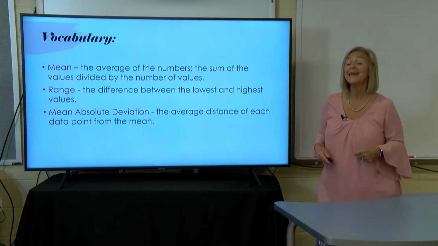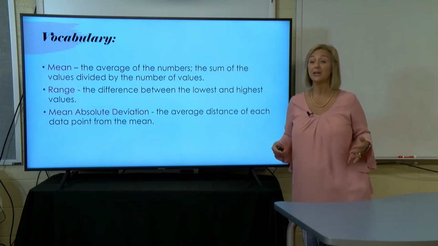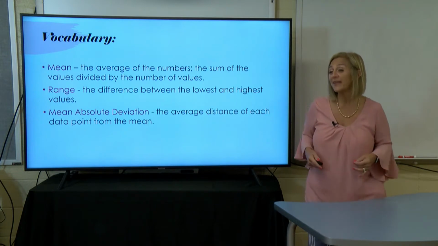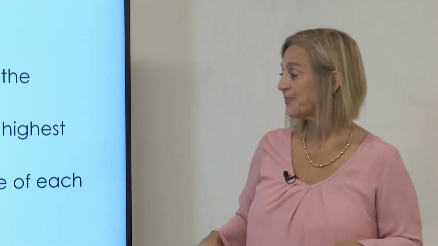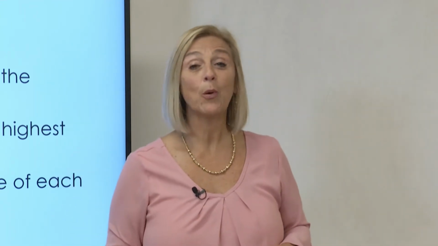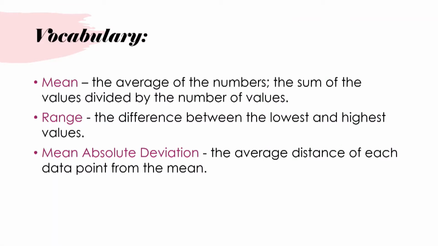This is a new word today, or new vocabulary. It's the mean absolute deviation. I know that's a really big word and it's got a lot of words mixed into it, but don't get confused yet. Hopefully by the end of this lesson you'll understand what mean absolute deviation means, because it is the average distance of each data point from the mean. Don't let that overwhelm you. We're going to get to it. But just remember, it's the average distance of each data point from the mean.